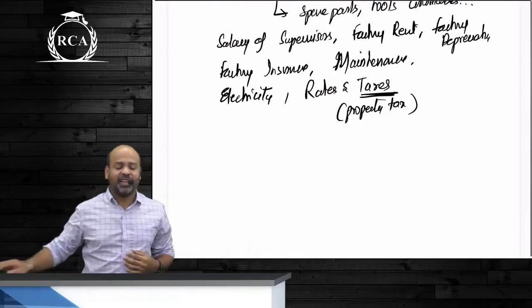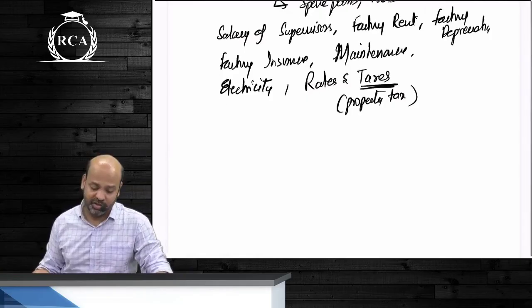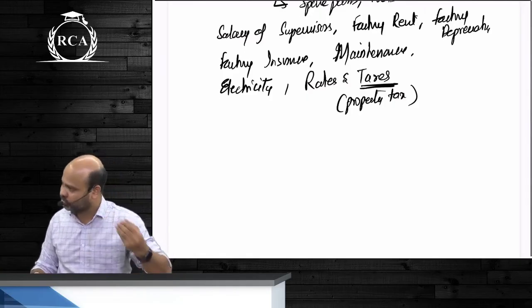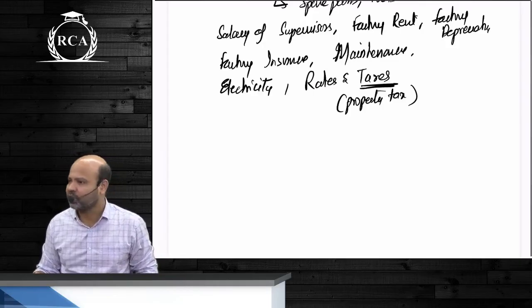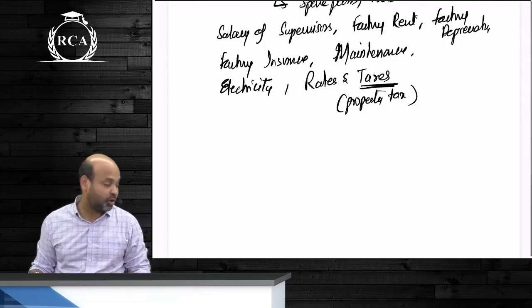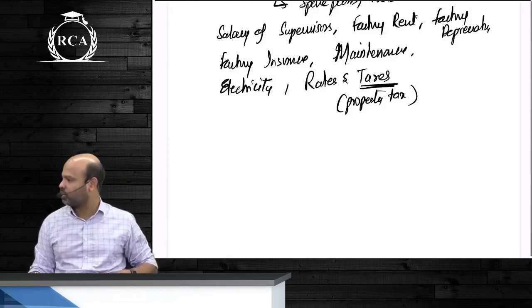Guys, if there is a broker helping you buy raw material, the amount of brokerage that you pay to him will be added to the cost of raw material. If there is a broker helping you sell the finished product, the amount of commissions that you pay will be a part of selling expenditure. It will not be a part of manufacturing cost.